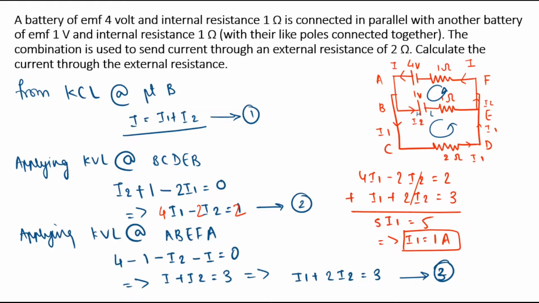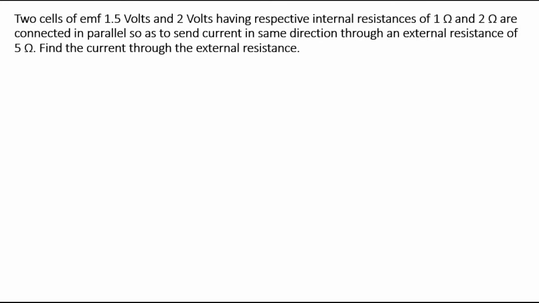Let's look at the next sum. Two cells of EMF 1.5 volts and 2 volts, having respective internal resistances of 1 ohm and 2 ohm, are connected in parallel so as to send current in the same direction through an external resistance of 5 ohms. Find the current through the external resistance.